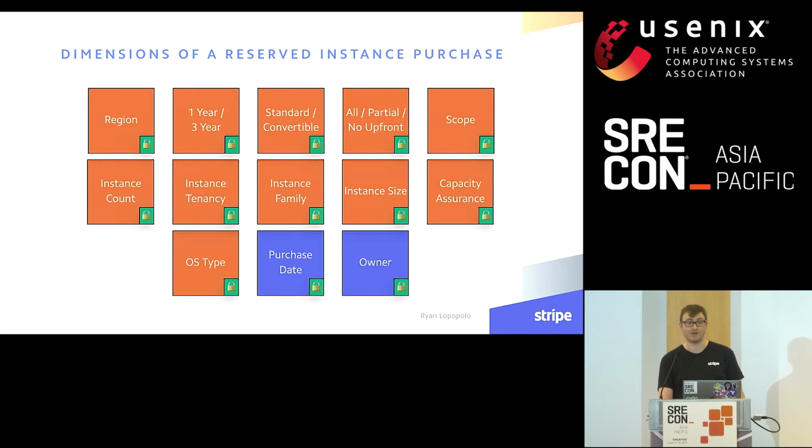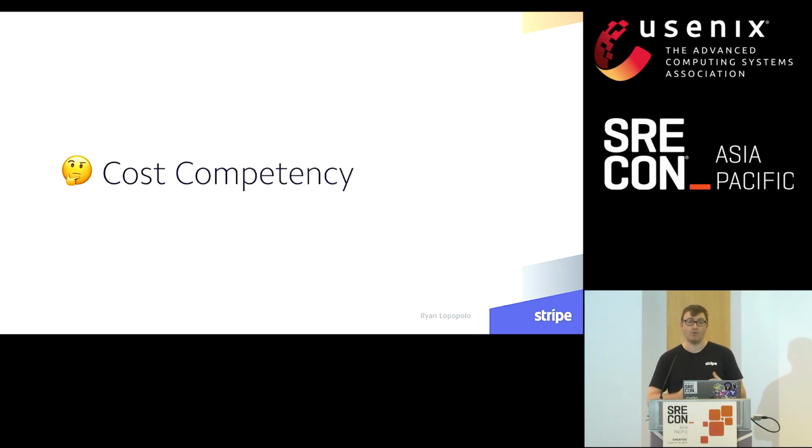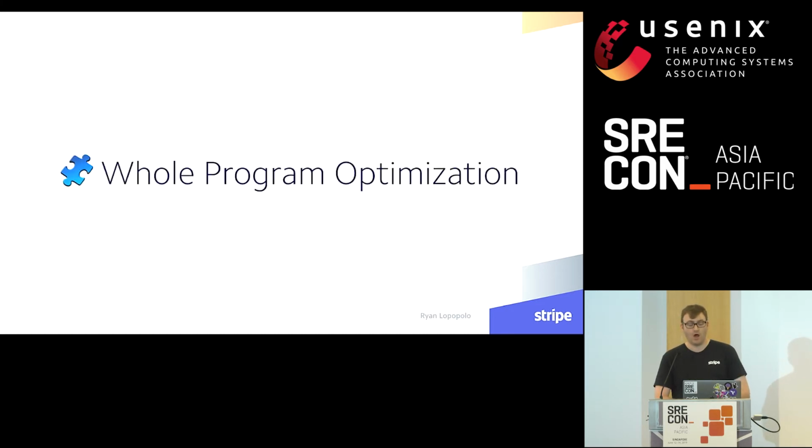Now let's move on to figuring out how we can build a culture of cost competency in our company. We think, just like the reserved instance purchasing, that cost optimization is a global problem. So let's dive into some techniques we can use to make some technical optimizations to save us some money.